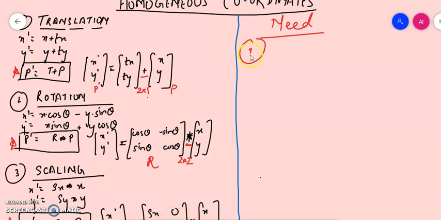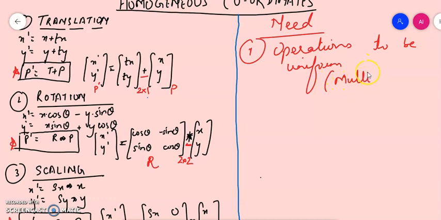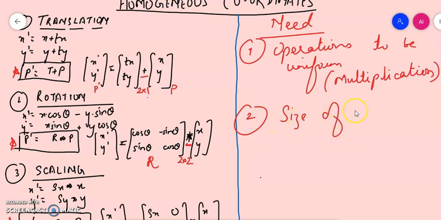Number one is, I want all the operations to be uniform. Like as I said, somewhere it's addition, somewhere it's multiplication. So I want all the operations to be uniform, and basically we want all the operations to be multiplication only, no additions. Okay, and number two is, we want the size of transformation matrices to be uniform.